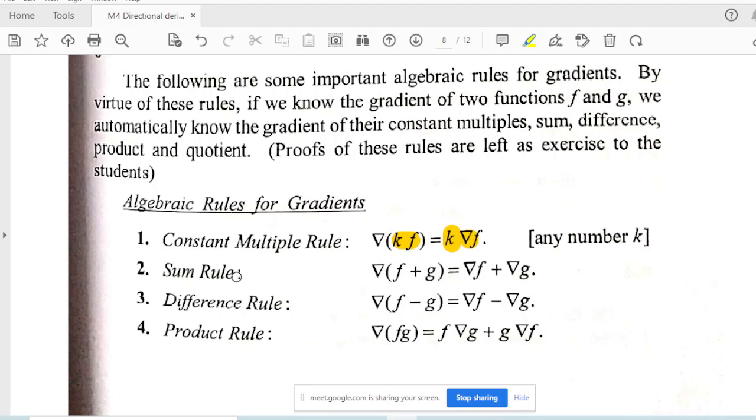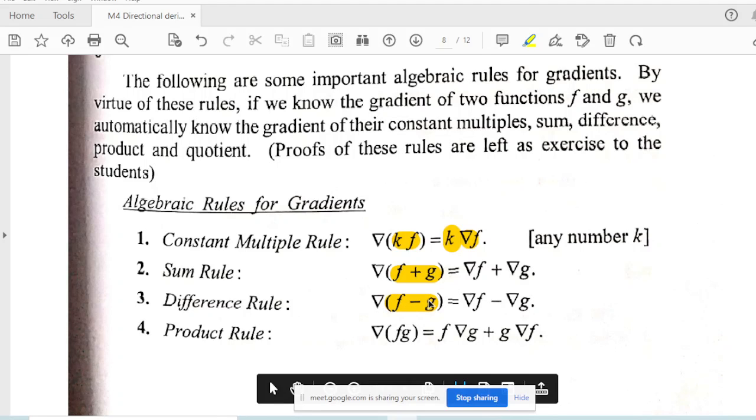Second is the sum rule. For the sum rule, when we find del of f plus g, we can split and write it as del f plus del g. Difference rule: del of f minus g. When we take the difference of two functions, f minus g can be split and written as del f minus del g.